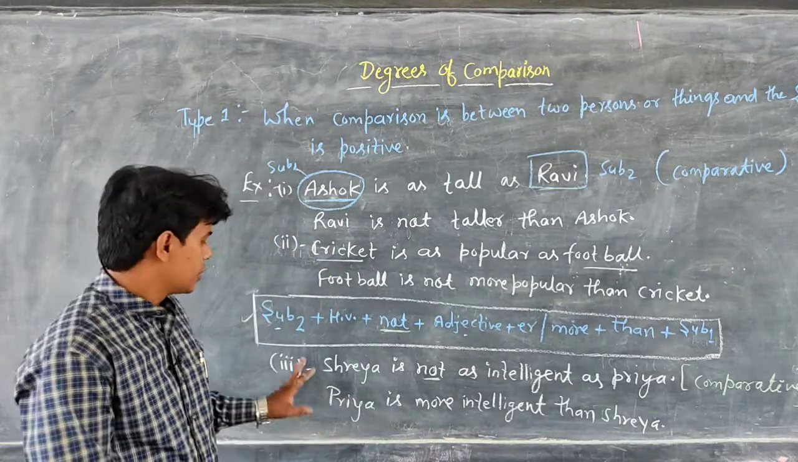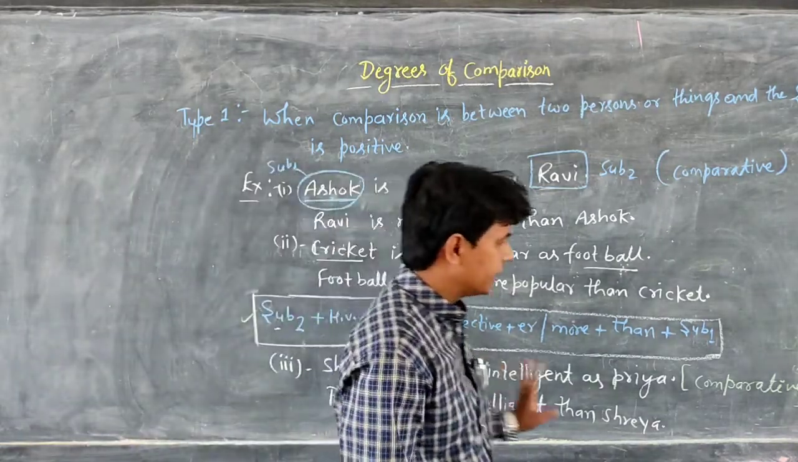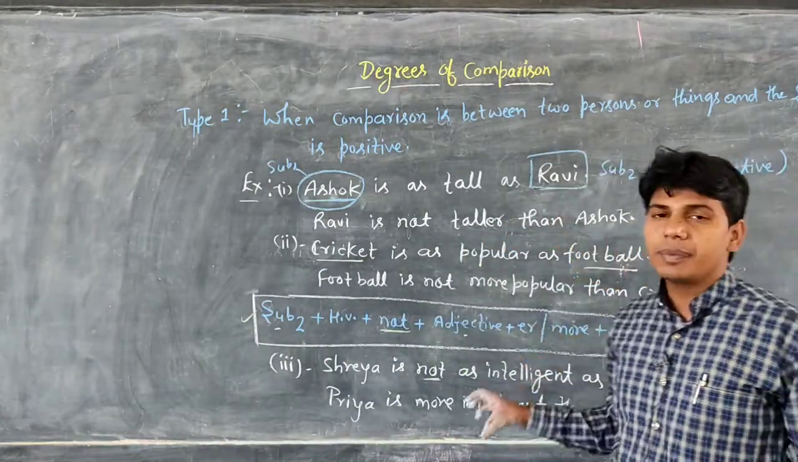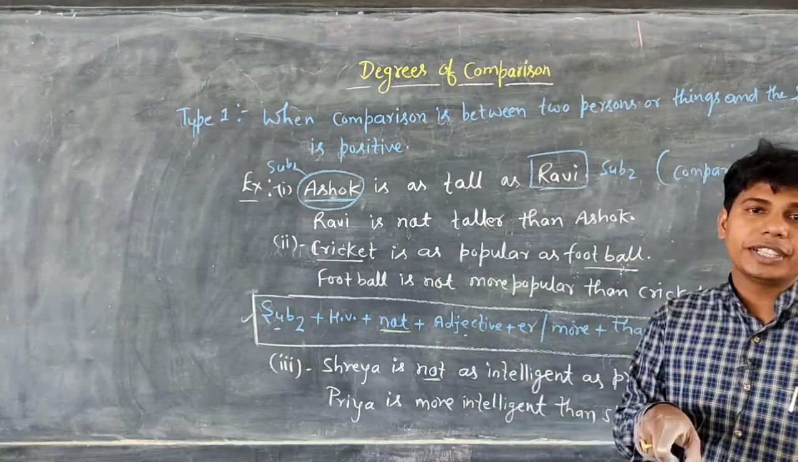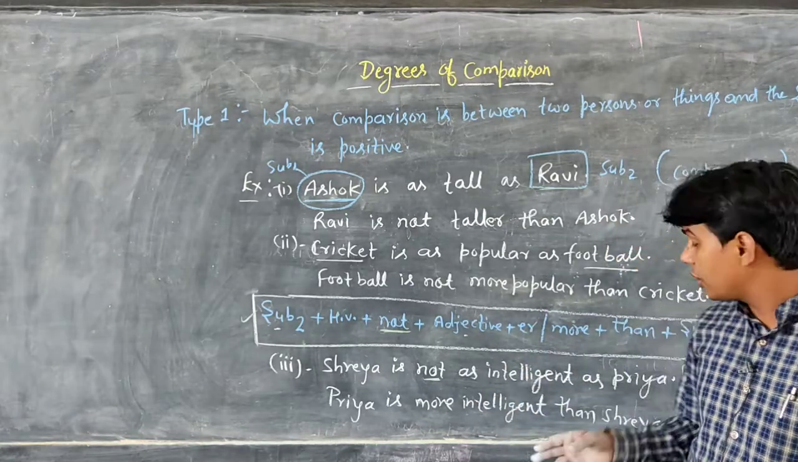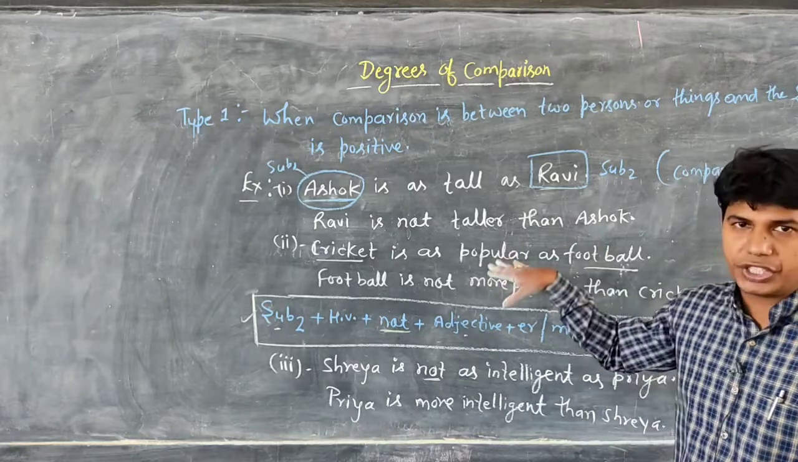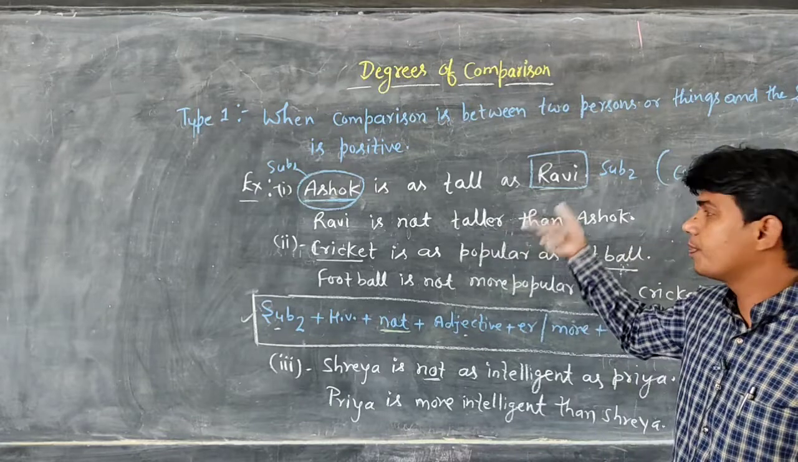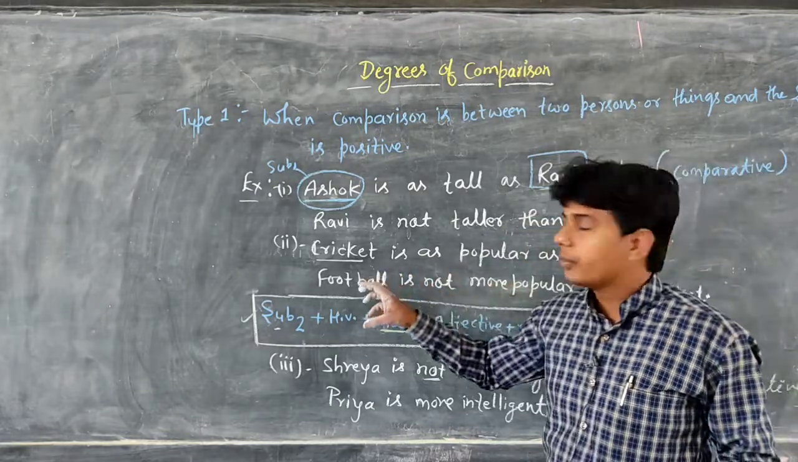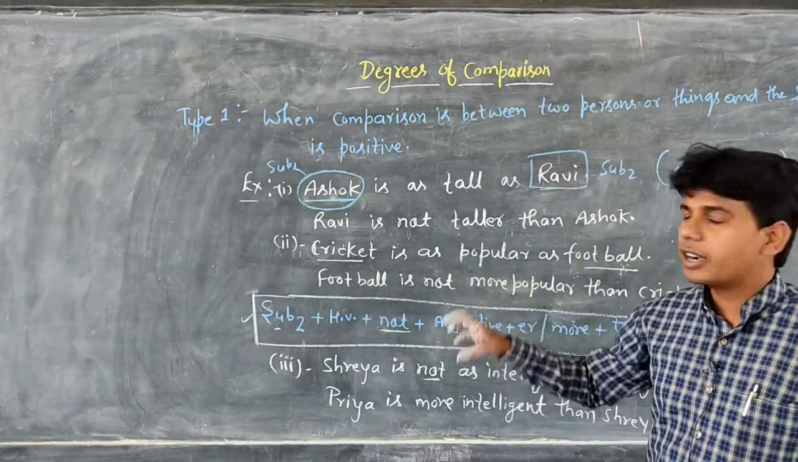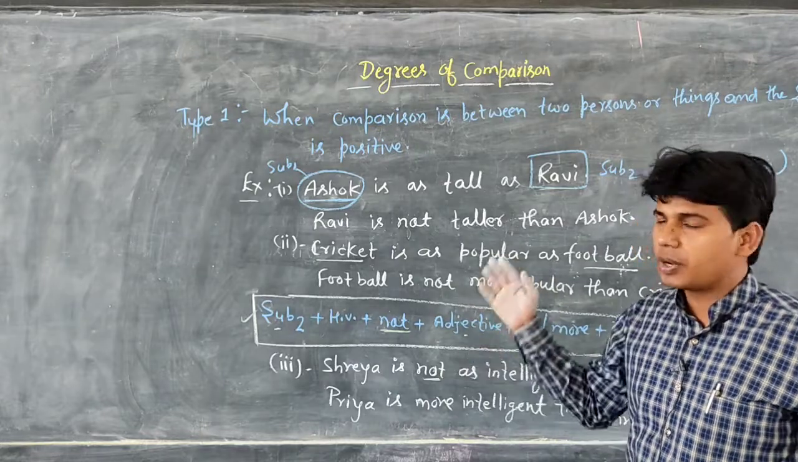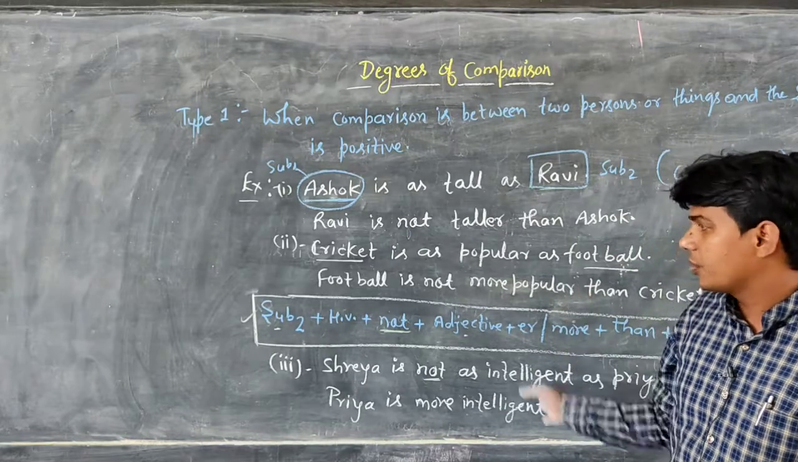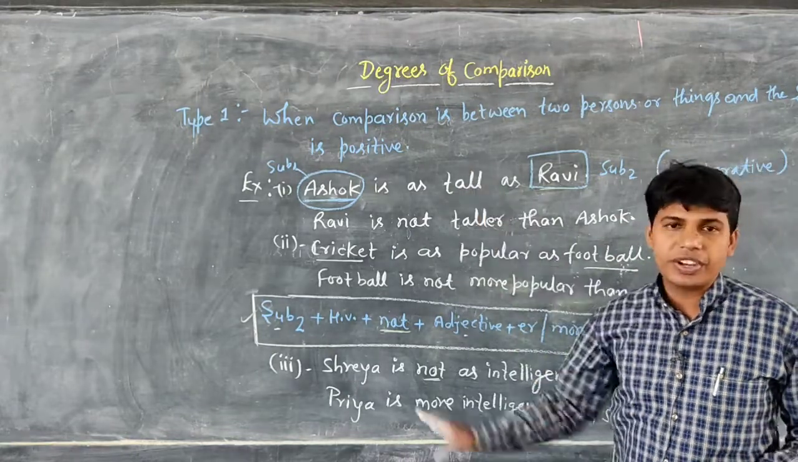Okay, students. So I hope you have understood all the concepts that I have taught you. This is the concept of interchange of positive degree to comparative degree, and you can also change from comparative to positive. Suppose that you have a comparative degree sentence and you are asked to change into positive. So students, whenever you change positive to comparative or comparative to positive, we interchange the subjects. I hope you have got all these points very well.